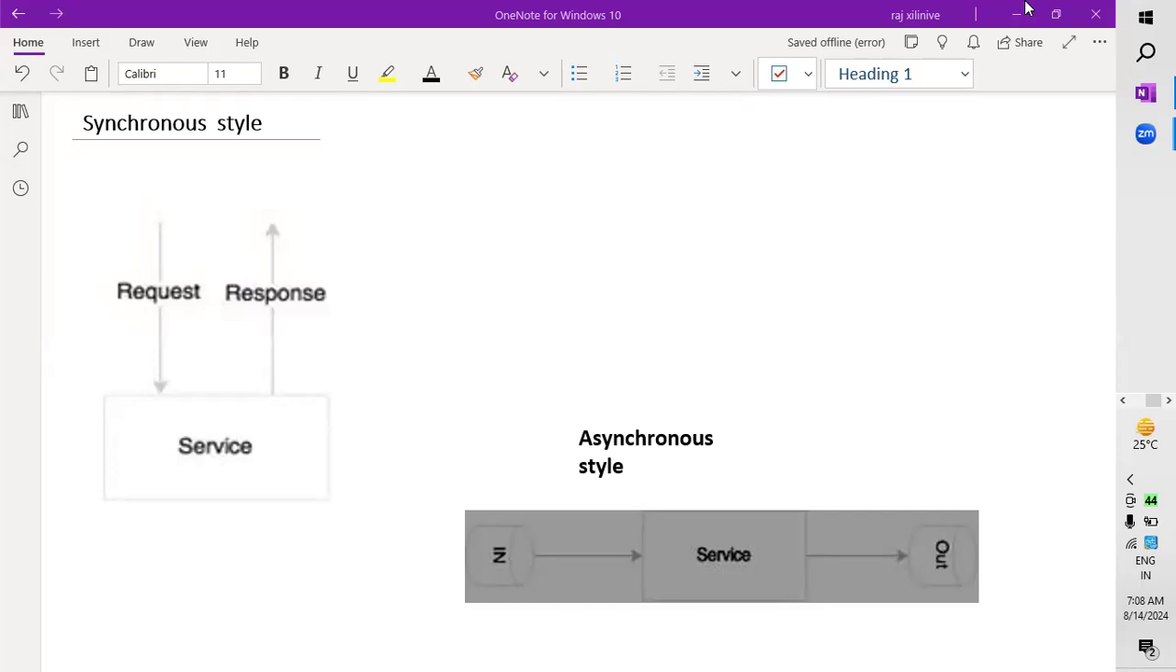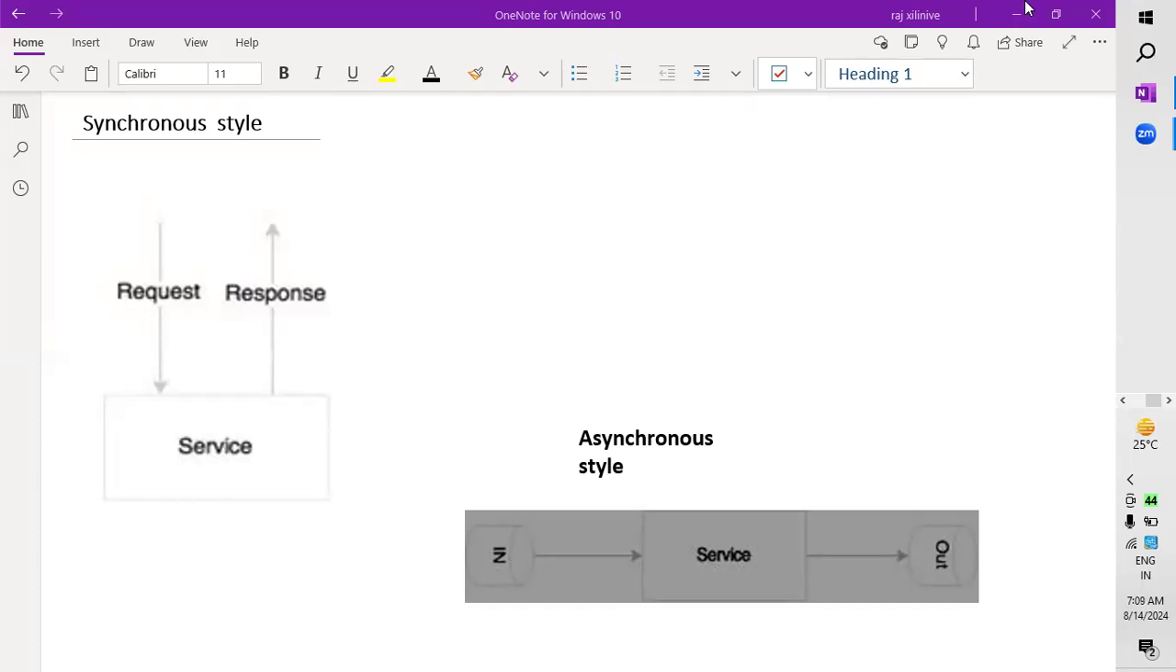Now, today I'm going to discuss what are the different styles of microservices we have. As we know, there are two different styles of microservices. One is the synchronous style and the second is the asynchronous style of microservices. Generally, when it comes to the synchronous style of communication, we need HTTP listeners, such as Tomcat or JBoss, but not a messaging listener.